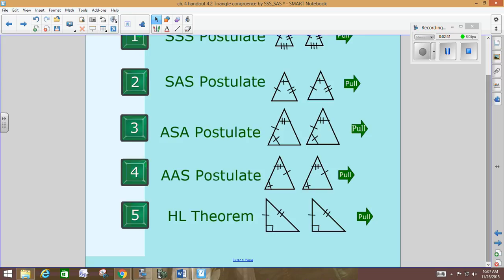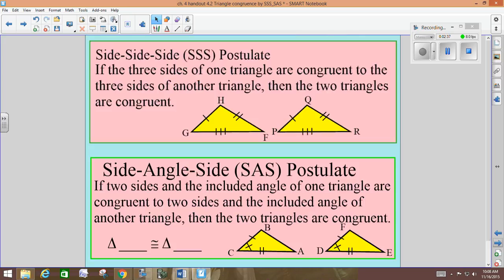Okay, so kind of want to think of these as shortcuts. You don't have to show all 6 things, you just have to show 3 now. To look at those 2 postulates that we're going to look at today, you have them at the top. Side, side, side. If 3 sides of one triangle are congruent to the 3 sides of another triangle, then the 2 triangles are congruent. So if you can prove that the 3 sides are congruent, then you're done. You don't have to tell me anything about the angles.